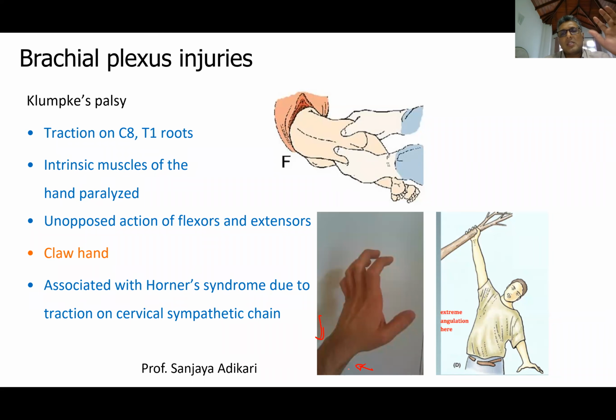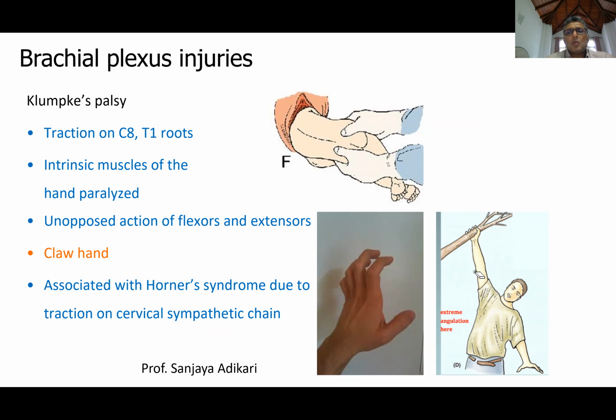Because of the strong flexors, you flex the interphalangeal joints. Extensors will extend the metacarpophalangeal joints. All lumbricals and interossei are gone in this case. Even the thenar and hypothenar muscles are gone, I think.